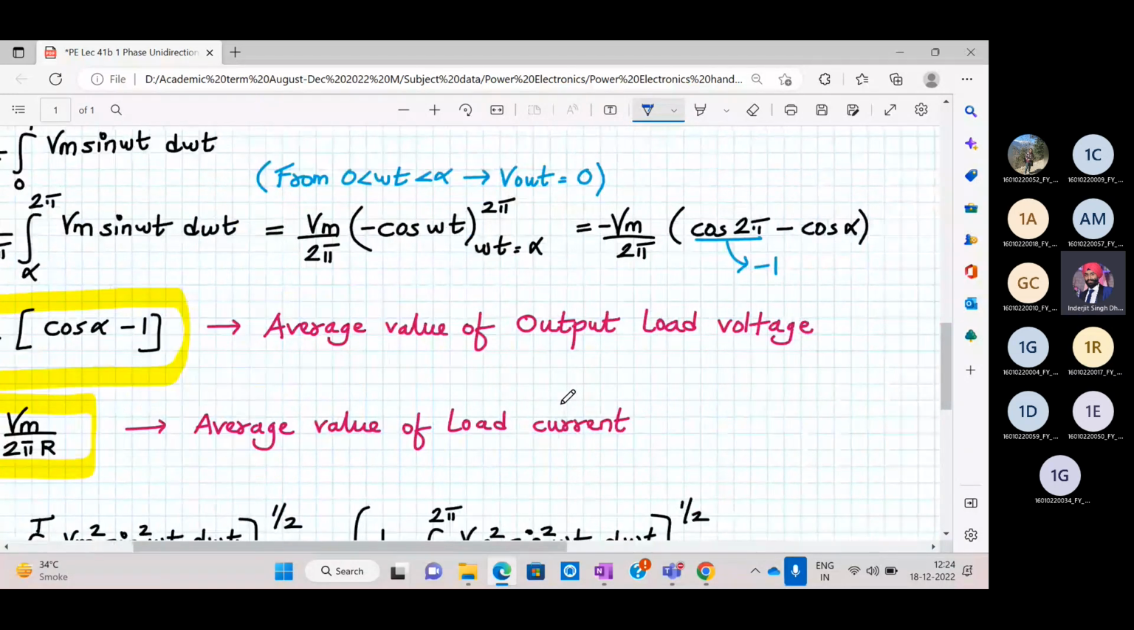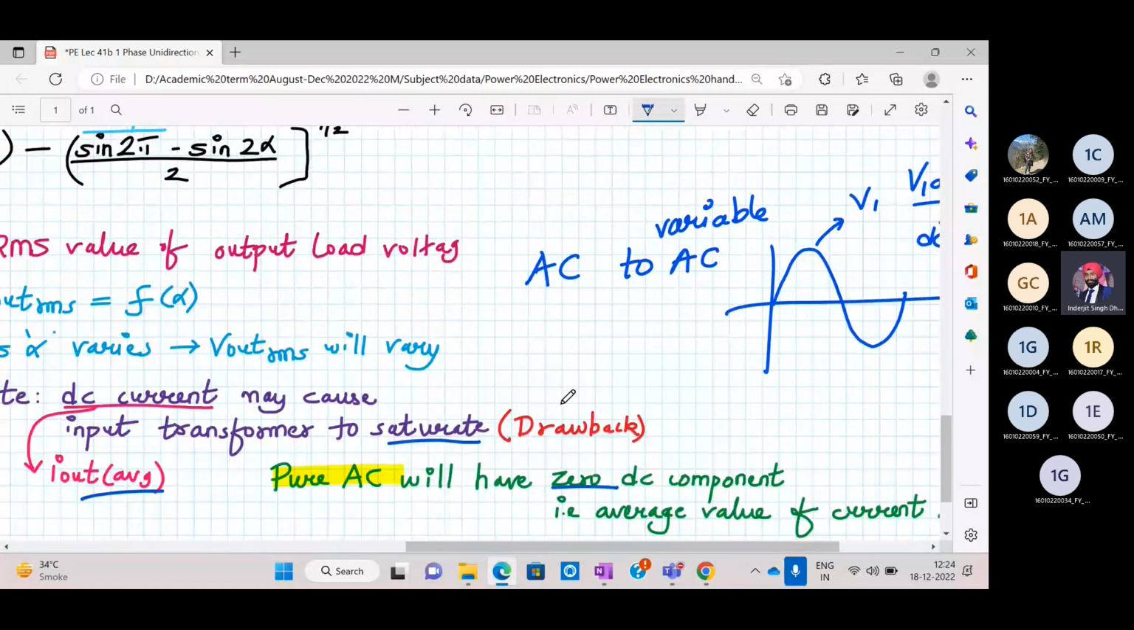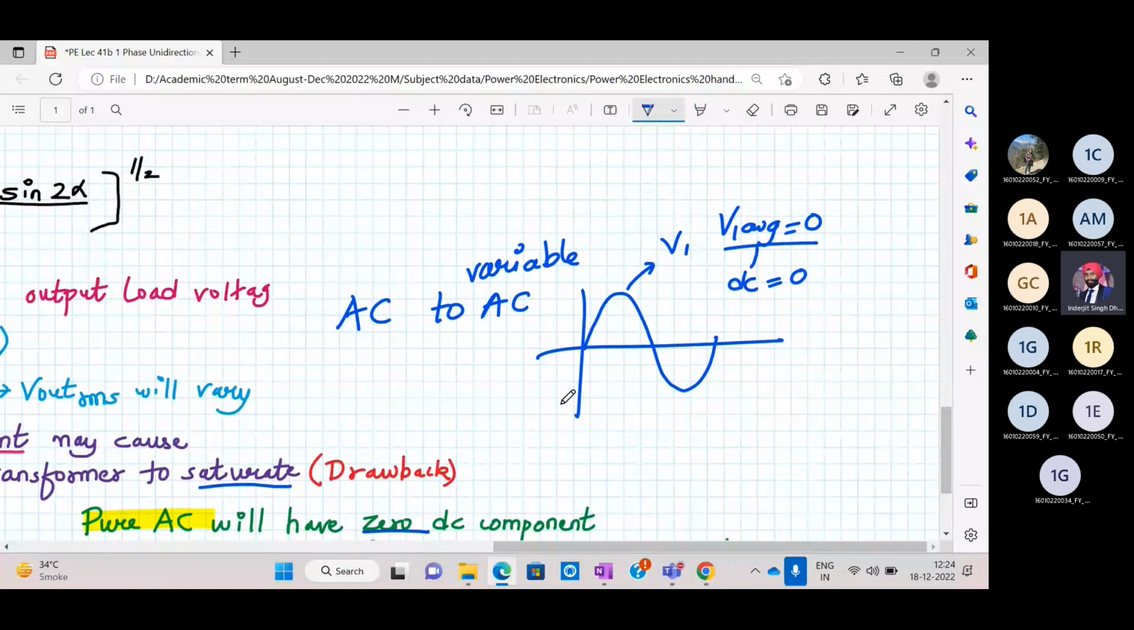Okay, so I was explaining there is a drawback to this circuit, the half wave AC voltage controller. The drawback is that it is an AC to AC converter. We are getting a variable AC by controlling the voltage. But since it's an AC, its average value should be 0. That means if this is V1, your V1 average should be 0 because the V1 average component represents a DC component.